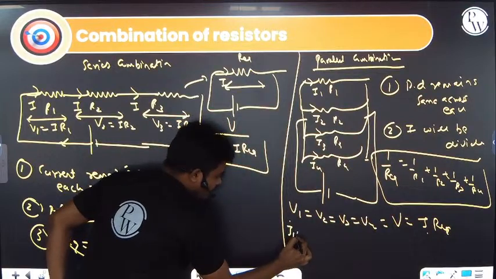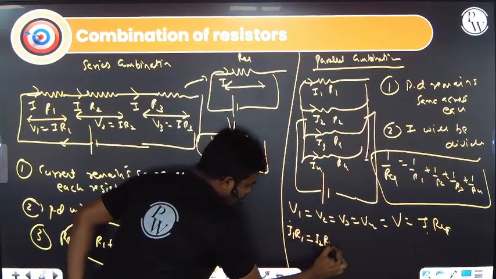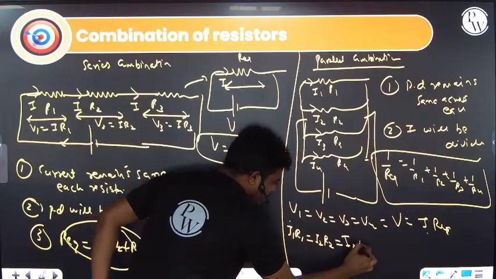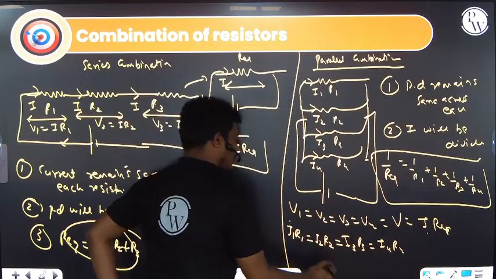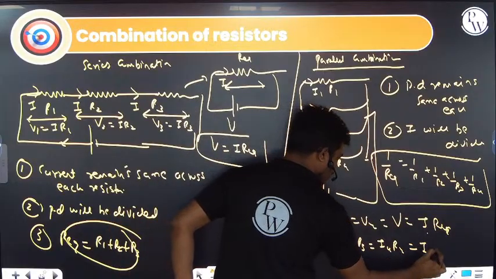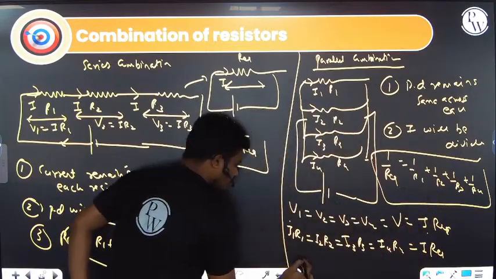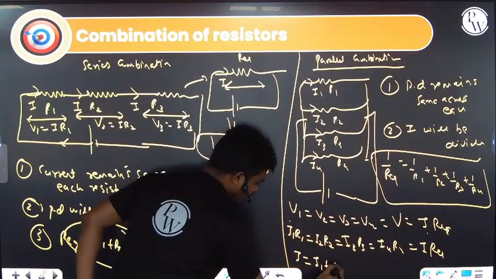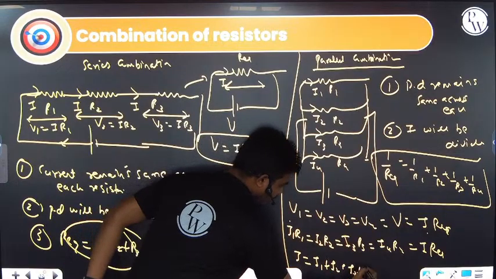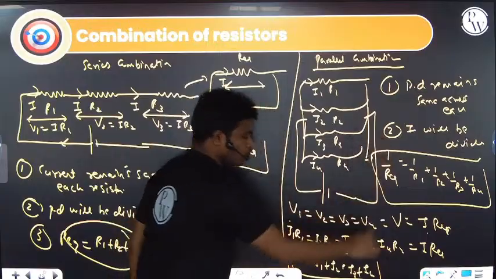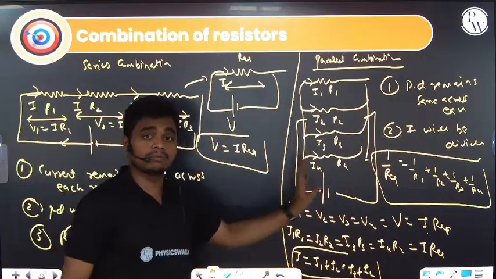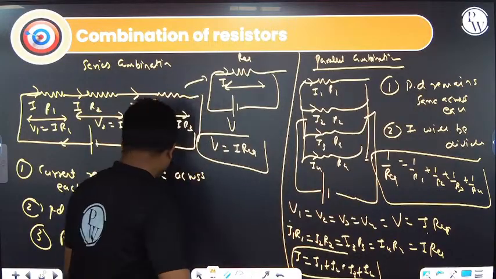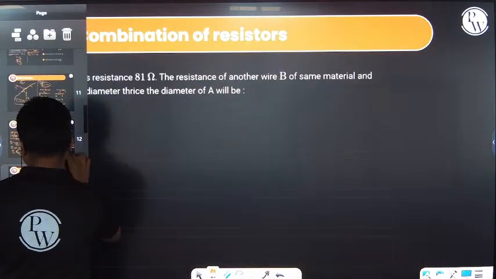So here we'll be writing this: V1, what is V1? I1 into R1. And what is V2? I2 into R2. What is V3? I3 into R3. And what is V4? I4 into R4. And what is I? Summation of all these, that is, I is equal to I1 plus I2 plus I3 plus I4. Clear? Whatever the number of resistors I have mentioned over here, that many currents we will get in parallel combination. So we'll be checking some questions now.